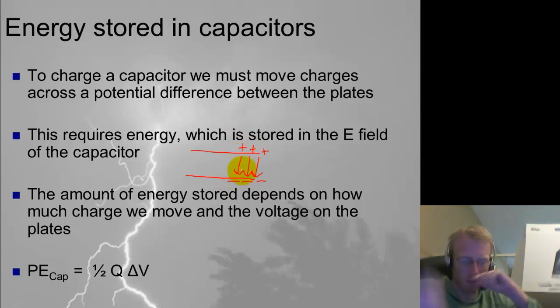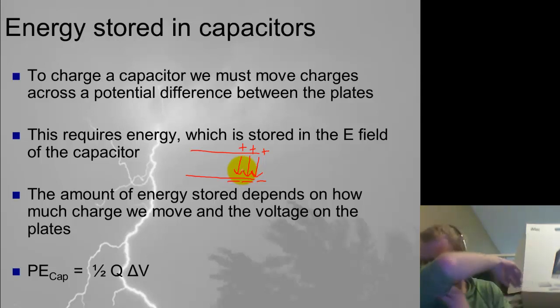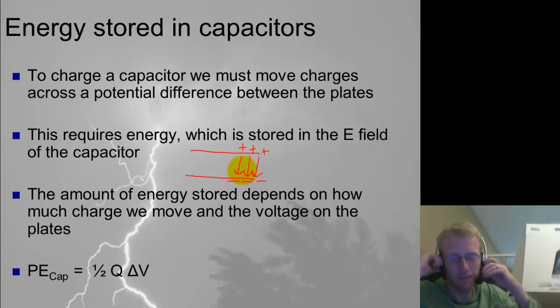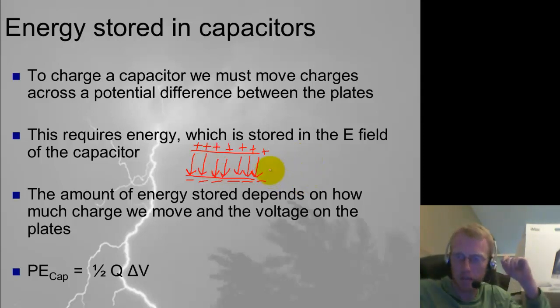As you keep moving more and more charges from one side over to the other side, you keep having to do more and more work because you're overcoming a bigger and bigger electric field. And so it's not going to be linear, it's going to be quadratic in terms of how much energy is stored. So the amount of energy stored depends on how much charge we move and the final voltage on the plates. So the voltage increases over time.